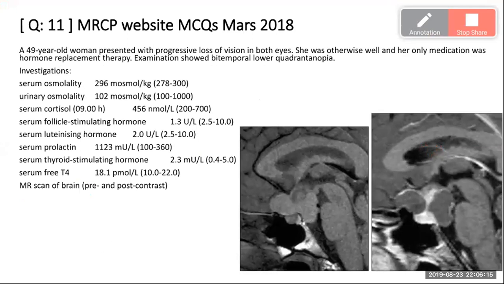In this case, a 49-year-old woman presented with a progressive loss of vision in both eyes. She was otherwise well, and her only medication was hormone replacement therapy. Examination showed bitemporal lower quadrantanopia. Investigation: serum osmolarity is normal, urine osmolarity is low normal, serum cortisol normal, FSH and LH low. Prolactin is elevated, thyroid stimulating hormone normal, free T4 low normal or normal. MRI scan showed this lesion.